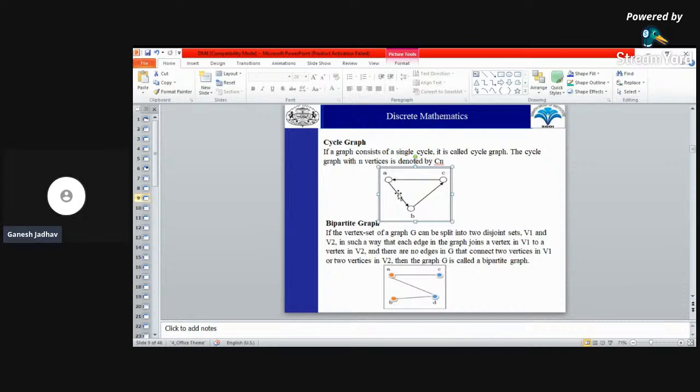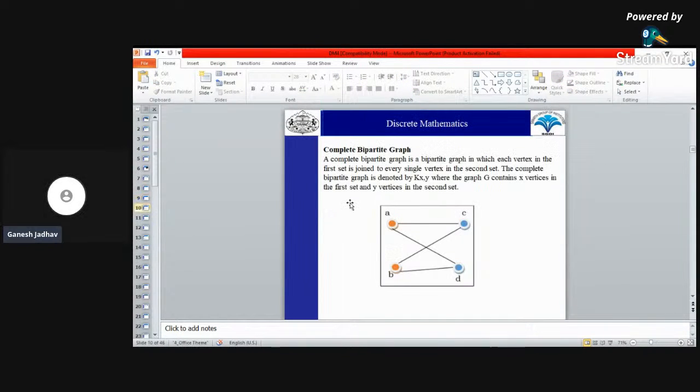From the first node to the second node, second to third node, and third back to the first to complete the cycle. So this is the cycle graph. If the graph consists of a single cycle, we say that this is the cycle graph.